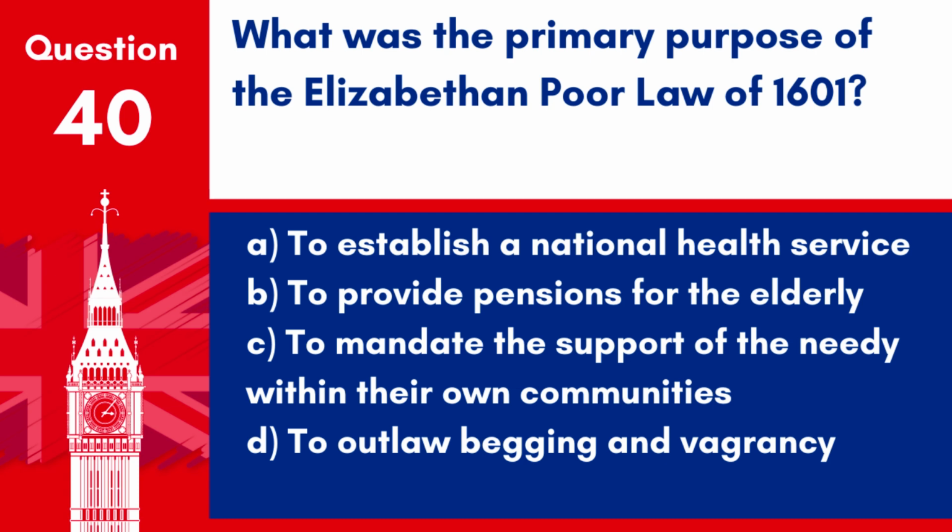Answer: C. To mandate the support of the needy within their own communities. The Elizabethan Poor Law of 1601 was a significant piece of social legislation that required local parishes to take care of the poor and destitute within their communities, marking the start of a formalized system of welfare.